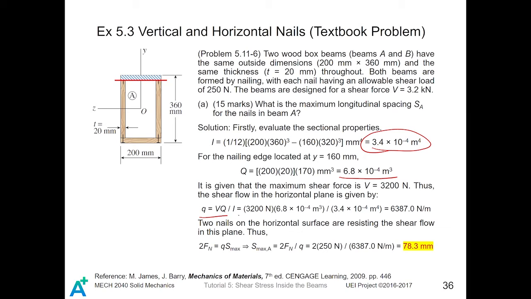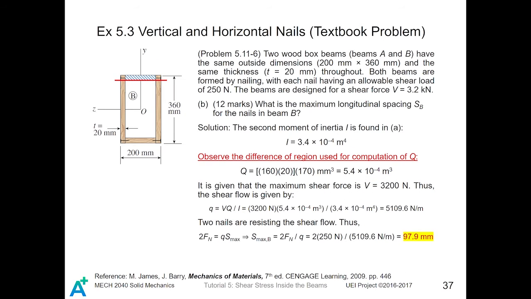Then we can compute the shear flow by substituting all those numbers into this equation. The shear flow is given by 6,387 newtons per meter. Since two nails located here are resisting the shear flow, and the force exerted on each nail is given by the shear flow times the spacing, we can write 2 times the allowable force of the nail equals the shear flow times the maximum spacing. Then the maximum spacing is given by 2 times the allowable force of the nail divided by the shear flow, which is 78.3 millimeters.